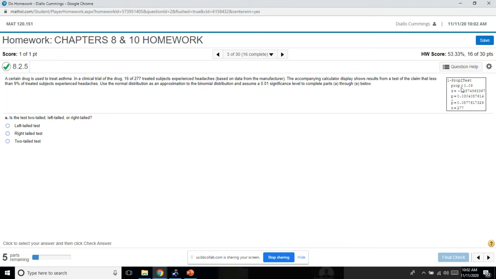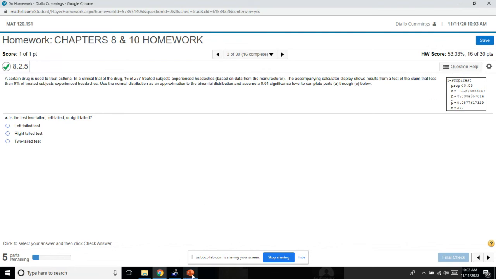Remember the null hypothesis is always equal to, but if the alternative hypothesis is not equal to, I would have a two-tail test. And if the alternative hypothesis was greater than, I would have a right tail test. I'm given a z-test statistic, which is equal to negative 1.87.